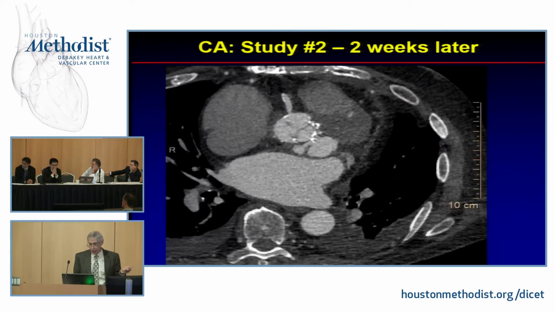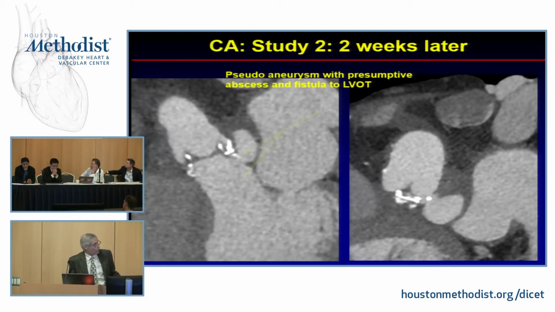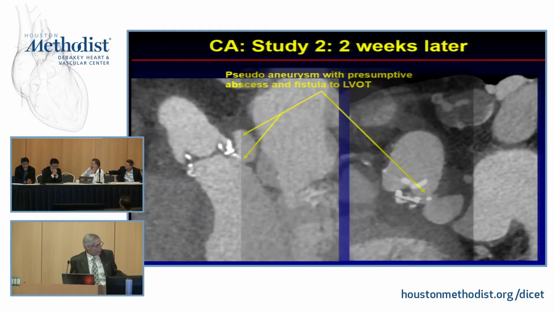And in fact, when you look at it here, here's the valve. Here's the LVOT. This is where there's a hole going into the LVOT. Oh, I'm sorry. Here's the valve. Here's a presumptive abscess. This is a fistula going into the LVOT. If you look on this side, you can see where the hole is in the aortic root. So this is a pseudoaneurysm with presumptive abscess and fistula, as you can see there.